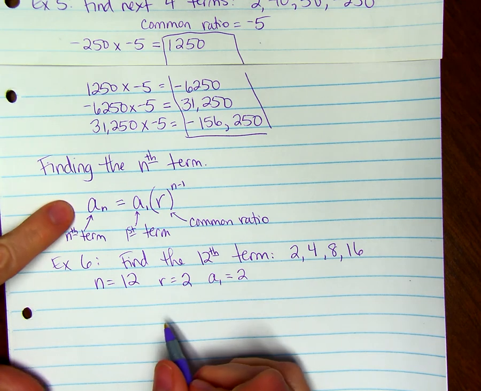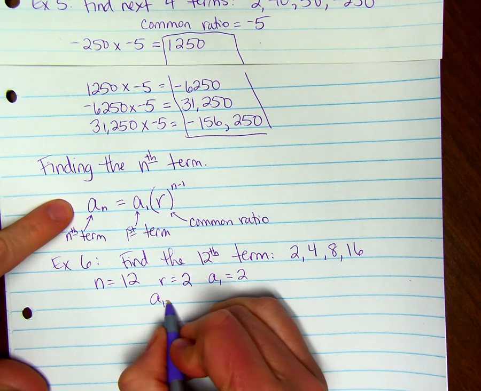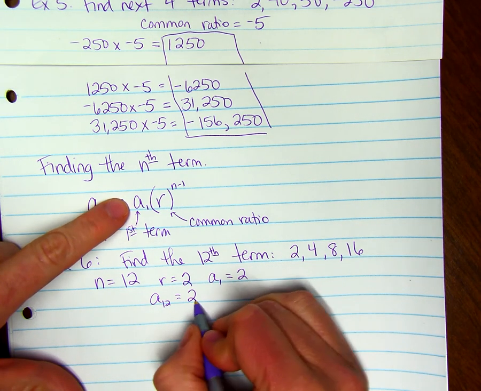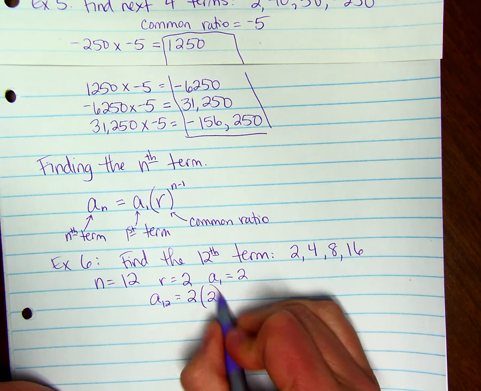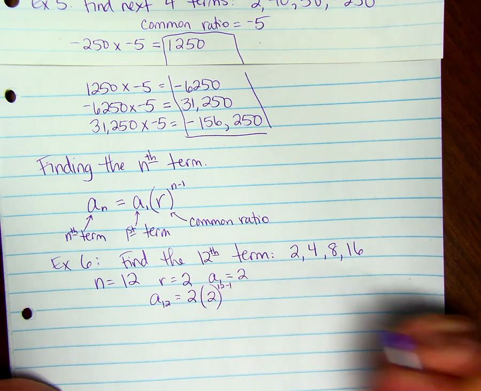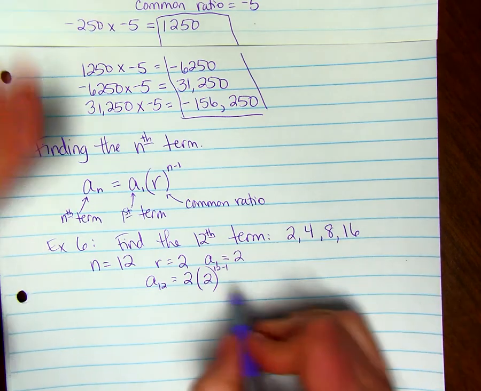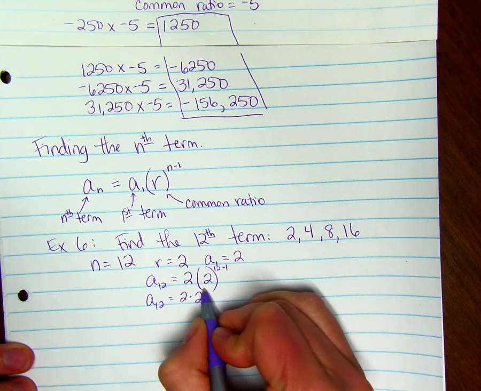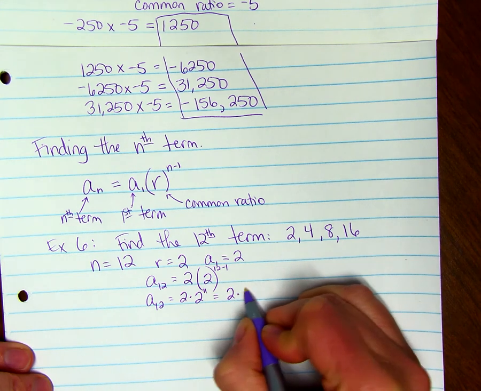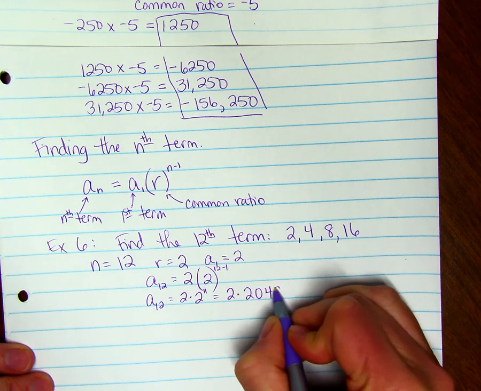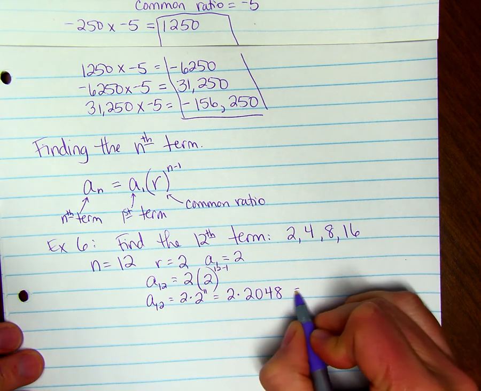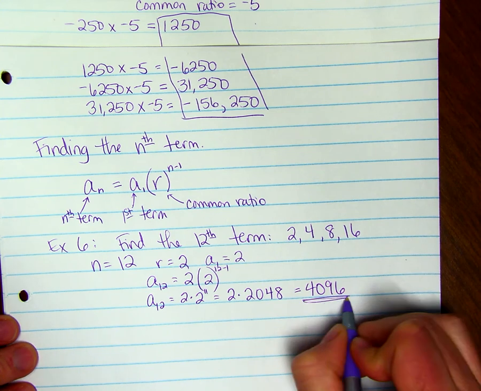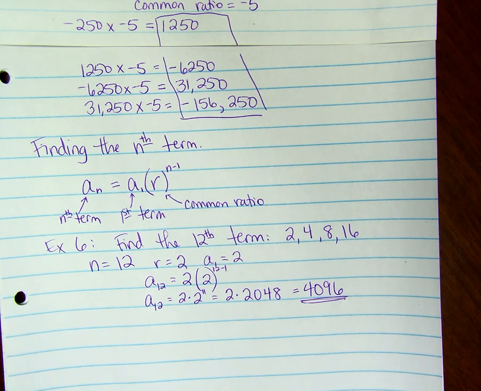So we're going to plug into this equation. We have a sub 12, so that's the 12th term, is our first term, which is 2, times the common ratio 2 raised to the 12 minus 1, or to the 11th power. So a sub 12 equals 2 times 2 to the 11th power. 2 to the 11th power is 2,048. And when you double that or times it by 2, we get 4,096. And that is the 12th term and the end of our lesson.